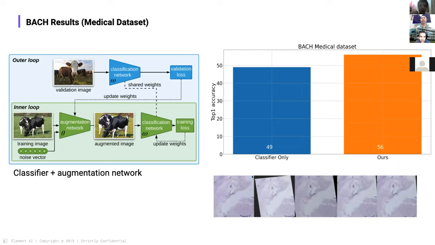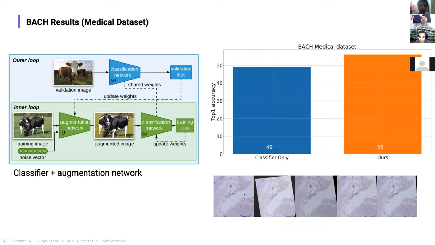But we also considered another data set for medical imaging. And what we realized is that for medical imaging, data augmentation is very, very useful, especially because a lot of the times the data sets are super small. And if you have augmentation, it can help a lot. Also, you need domain expertise to make sure that your augmentation is correct.